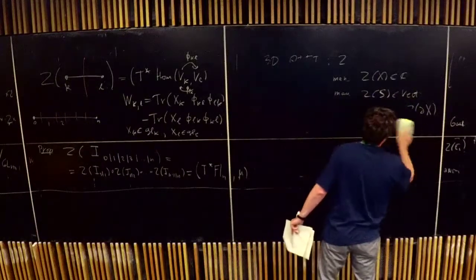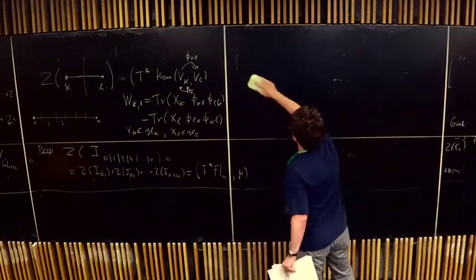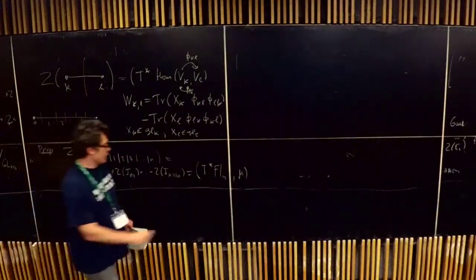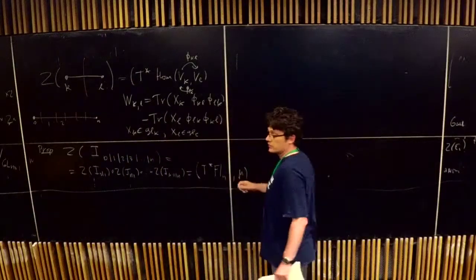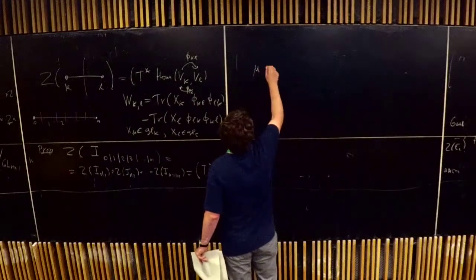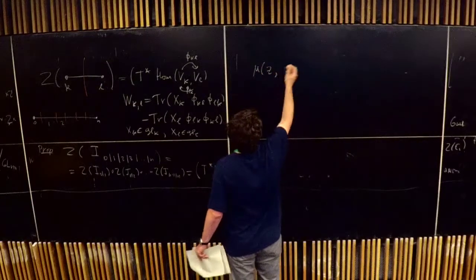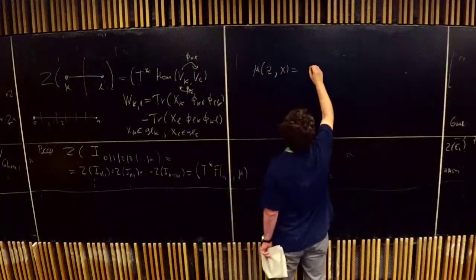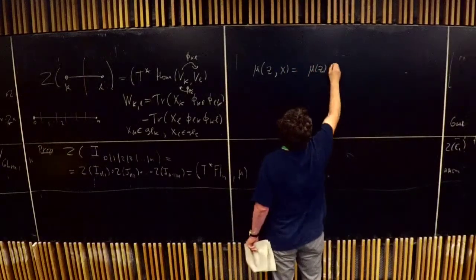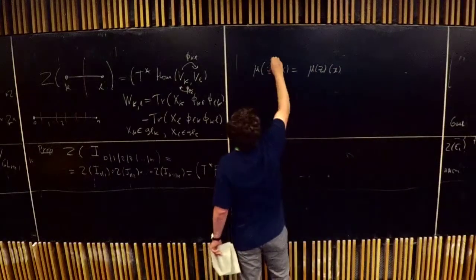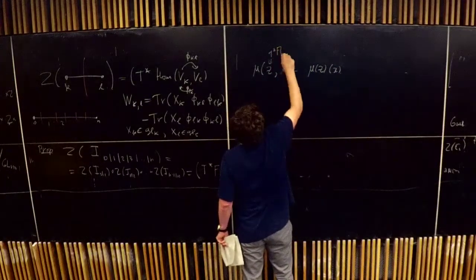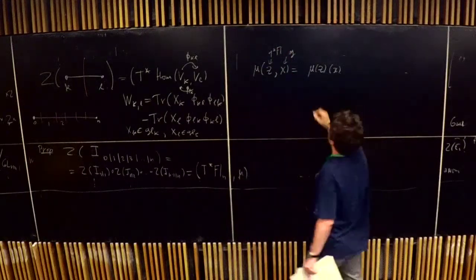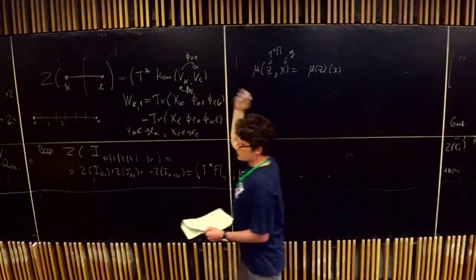It's cotangent to the flag variety, so it has a symplectic form. That means it has a moment map, and the moment map gives you a map from the cotangent of the flag variety to the dual of the Lie algebra. So mu on Z, X is literally you apply the moment map to Z and evaluate it on the point X. That's the definition of it, and that follows from what I just said.